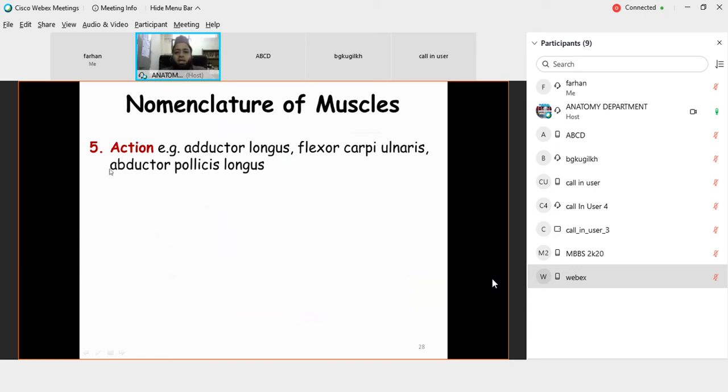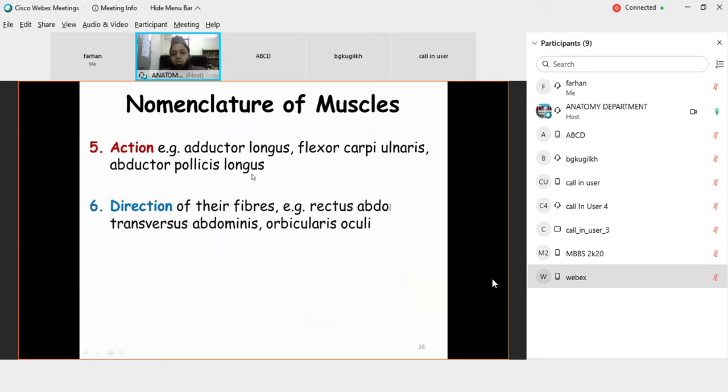Then plenty of muscles depending on the action. Adductor longus, the adductor muscles. Flexor muscles, flexor carpi ulnaris. Adductor pollicis longus. So that's accordingly abductor pollicis longus. In direction of the fibers, some muscles are having vertically directed fibers, for example, rectus abdominis. Some are horizontally directed. In the abdomen itself, transversus abdominis. Class sorry.